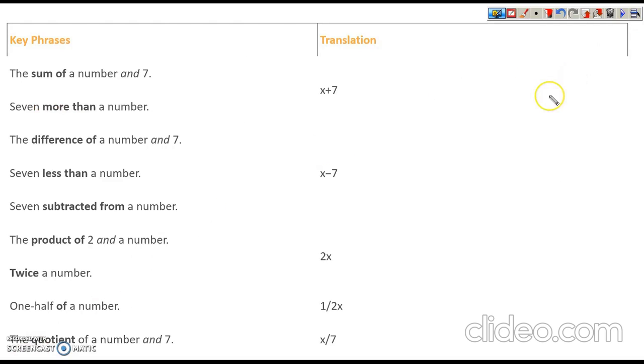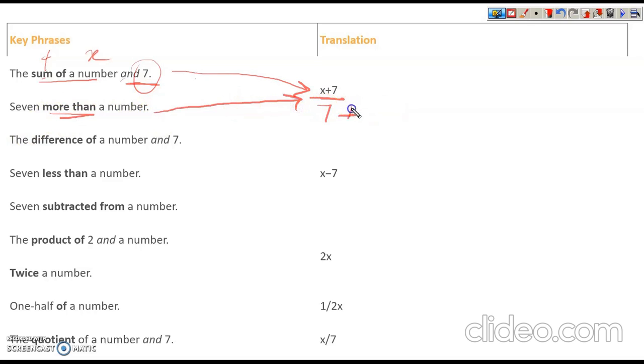Here I have given you some more applications. If it says the sum of a number and 7, I just took 7 as an example, you can take any number, it will give this, because sum means plus. A number, you can take x, and 7: x plus 7. 7 more than a number, again more than means plus, so you can write it this way. Both are the same, like 5 plus 2 or 2 plus 5.